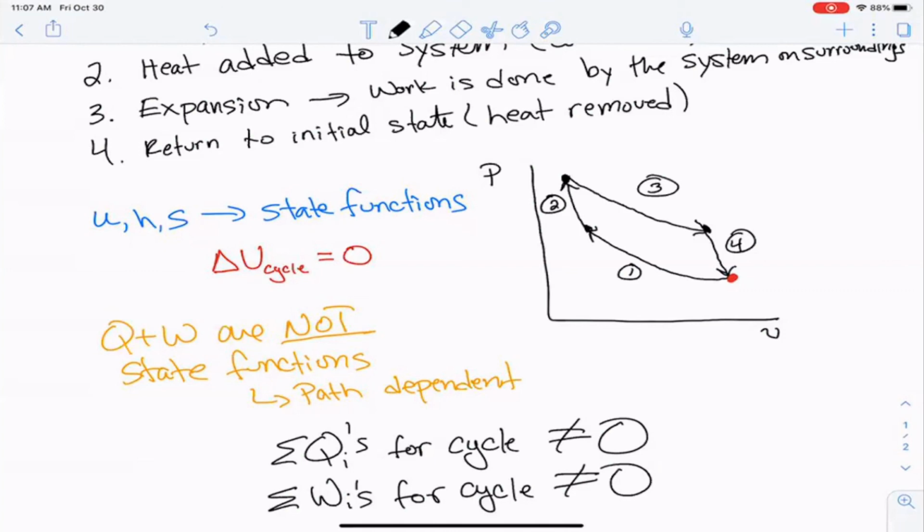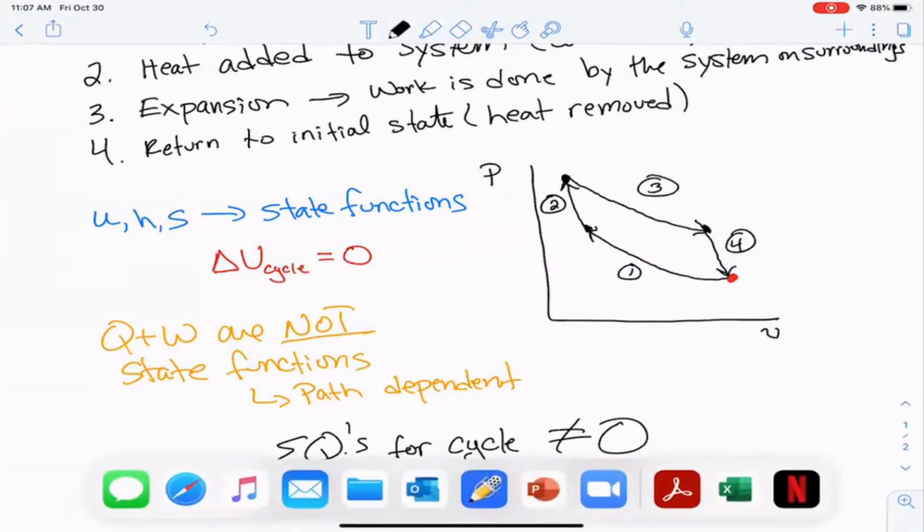And to show that, and maybe how we would apply this concept before we move on and talk about Carnot, I wanted to do an example from the book, if that's okay with you guys.